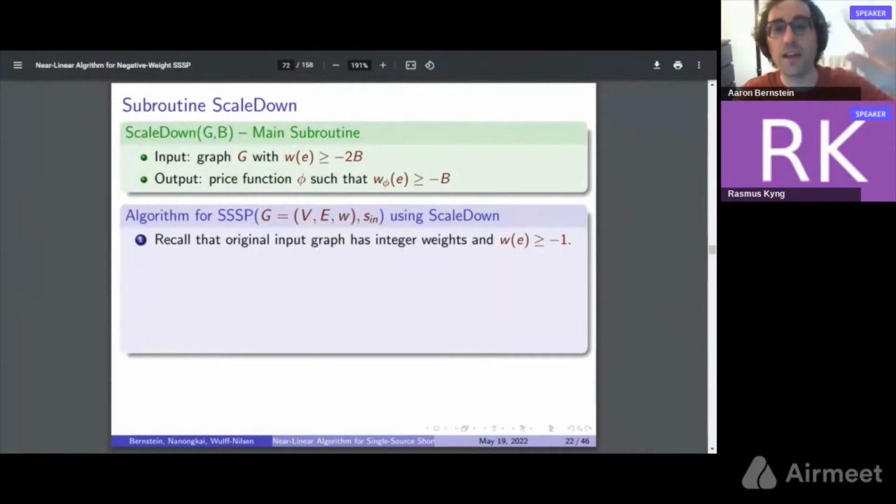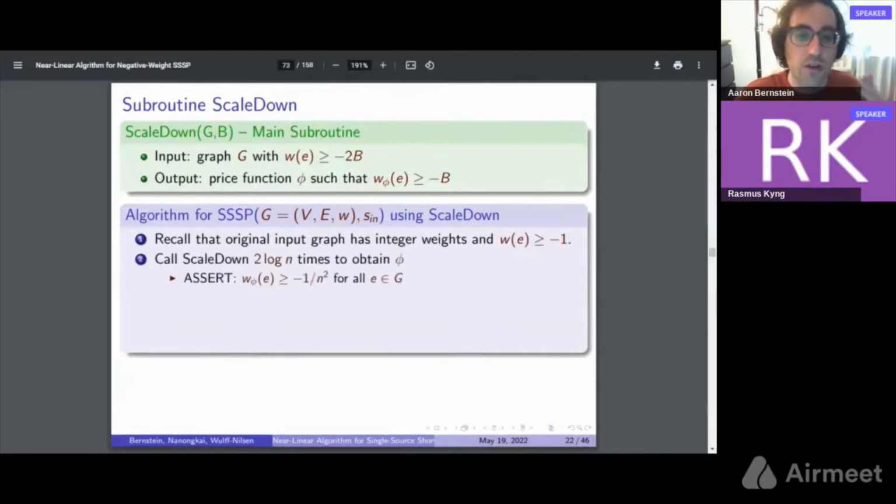So let's say we had this scaling subroutine. I'm going to show that we can solve the problem we actually want to solve, which is you're given a graph and a source S. This is not a dummy source, this is the actual source. You want to compute a shortest path tree. How do you do that? Well, recall that we assume that all the negative edges are weight exactly -1. You can do that without loss of generality.